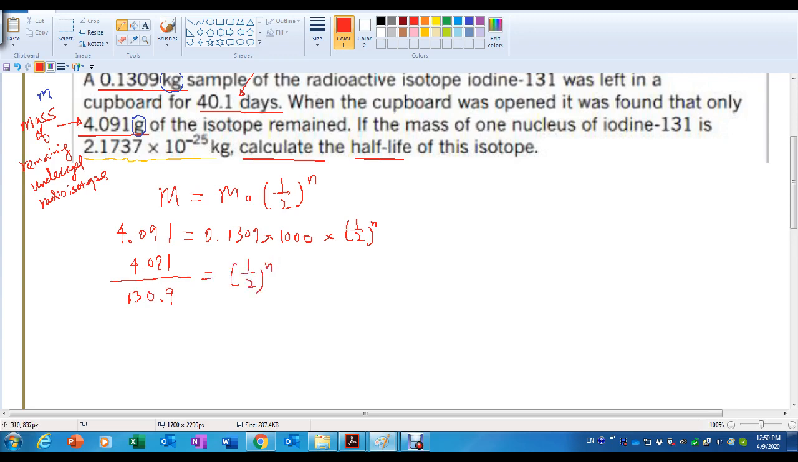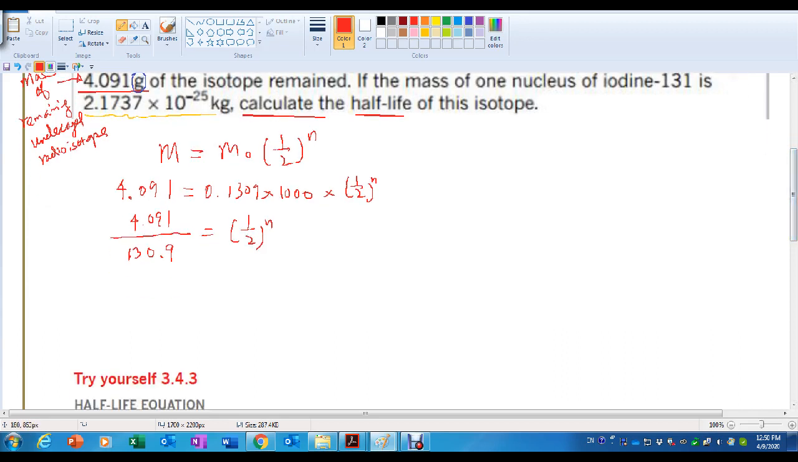Let's do the division on the left-hand side. So if you see, this number is kind of very close to this one. So how could we find that n? Okay, so let's try.